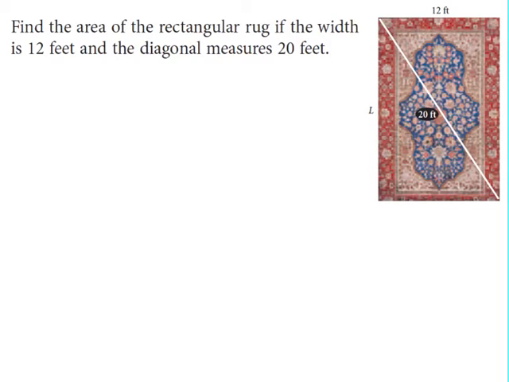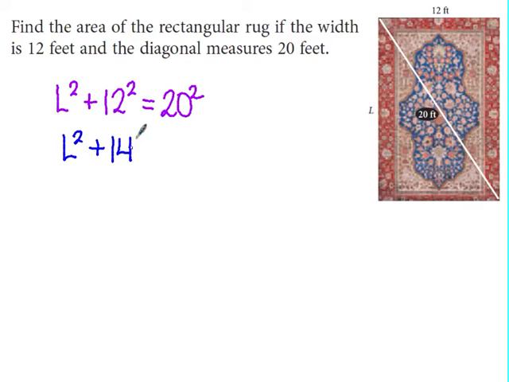Okay, so here we go. It says find the area of the rectangular rug if the width is 12 feet and the diagonal measures 20 feet. So now what we need to do is find L. Once we find L, we're going to multiply the length and the width. So to find L, I know that L squared plus 12 squared equals 20 squared.